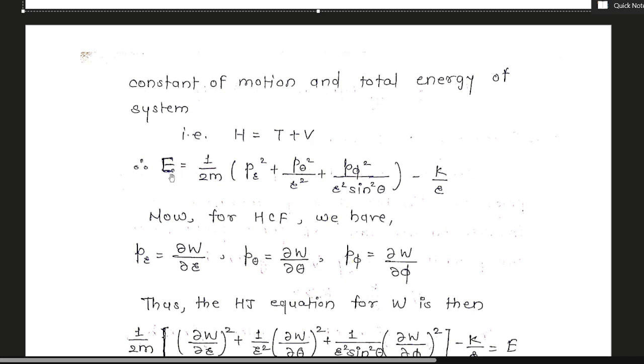Therefore, we can write E, that is the total energy, equals 1 by twice m, Pr square plus P theta square upon r square plus P phi square upon r square sin square theta, minus k by r.